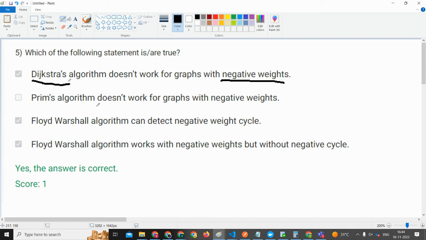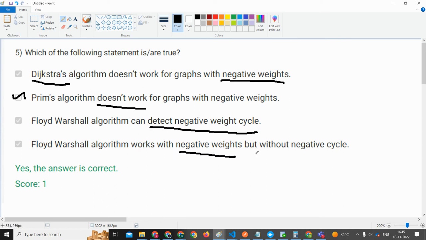So what about Prim's algorithm? This algorithm basically works for negative weights. It will work. That's correct. It will work. So hence this option is wrong, since they are saying that it doesn't work. Okay. Yes, sir. What about Floyd Warshall? Yeah, Floyd Warshall can detect negative weights, sir. It should be true, we saw that sometime back. Yes, it should be true.